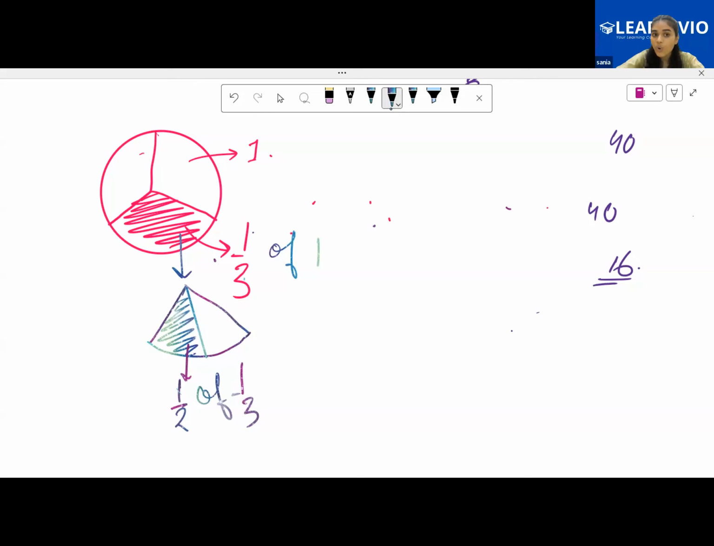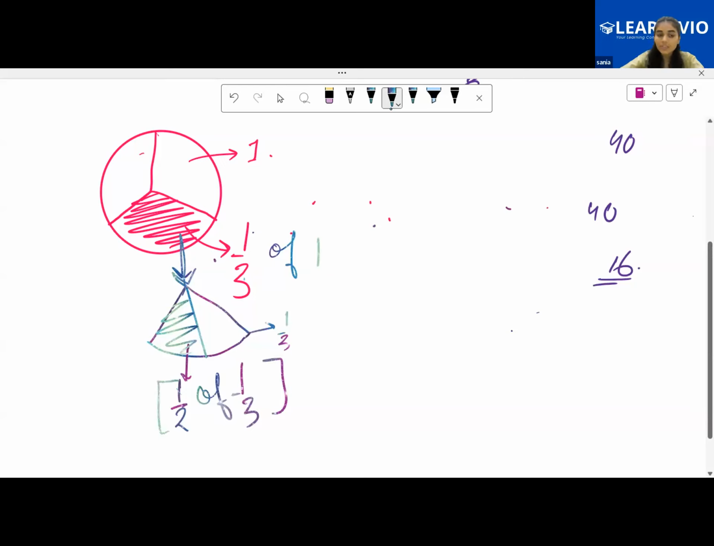Now, what is the whole in this case? See, if I zoom this out, the whole in this case becomes 1/3. This is the whole. This is 1/3 only. So now if I tell you to divide this whole part into 2 parts, this shaded portion becomes 1/2 of the whole. And what is the whole? The whole is 1/3. So it becomes 1/2 of 1/3.